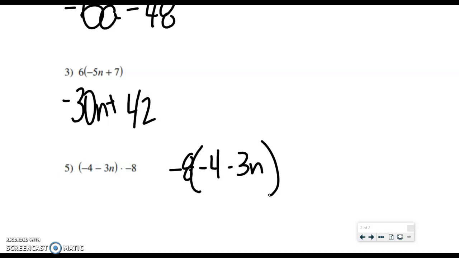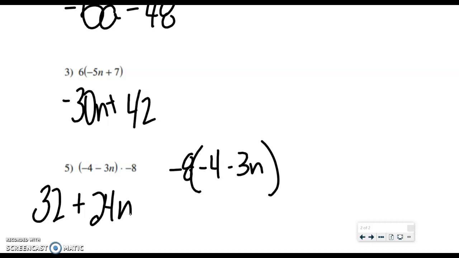So the negative 8 needs to be multiplied by both of the terms inside. And again, it doesn't really matter whether you multiply it times the 3 first or times the 4. I'm going to go ahead and kind of work left to right, and I'll multiply negative 8 times negative 4. So keep in mind, negative times negative is positive. So that's going to give me a 32. And then I have negative 8 times negative 3n. Again, negative times negative would be positive. So it's going to be a plus 24n.